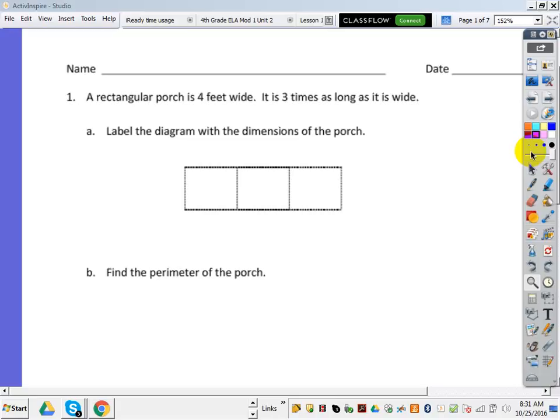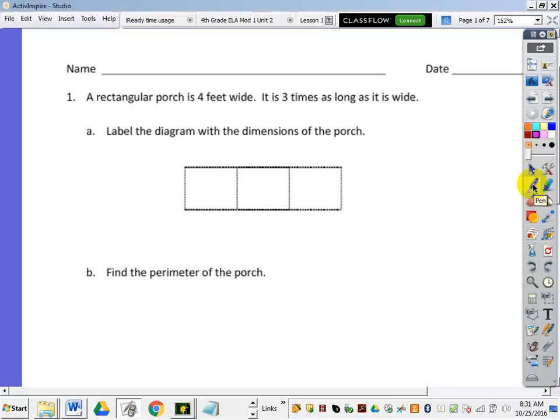Lesson 2 of Module 3. All right, a rectangular porch is 4 feet wide, 3 times as long as it is wide. There's the clue. Label the diagram with the dimensions of the porch. A rectangular porch is 4 feet wide, and it's 3 times as long as it is wide. So one of them is times 3. One of them's smaller, one of them's bigger. Let's figure out which one it is.